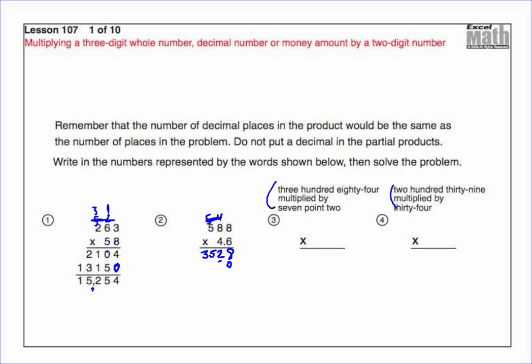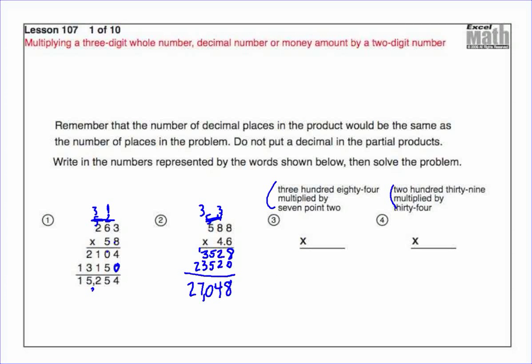8 times 4 is 32. Carry the 3. 8 times 4 again is 32. Plus 3 is 35. Carry the 3 again. 5 times 4 is 20. Plus 3, 23. All right, 8 plus 0 is 8. 2 plus 2 is 4. 5 plus 5 is 10. Carry the 1. 3 plus 3 is 6. Plus 1 is 7. 2 plus nothing is 2. Don't forget your comma. And it's 27,004.